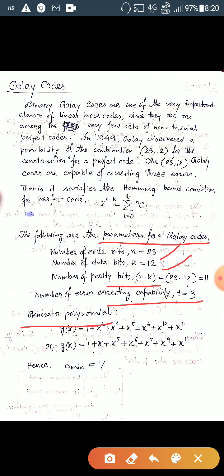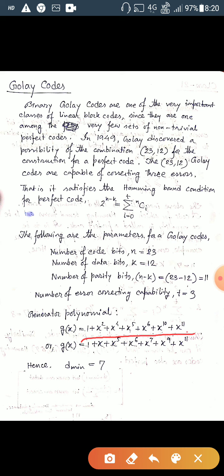Now for the generator polynomial. The generator polynomial may be of the form g(x) is equal to 1 plus x squared plus x to the power 4 plus x to the power 5 plus x to the power 6 plus x to the power 10 plus x to the power 11. Or maybe the generator polynomial is of the form 1 plus x plus x to the power 5 plus x to the power 6 plus x to the power 7 plus x to the power 9 plus x to the power 11, and here d min is equal to 7.